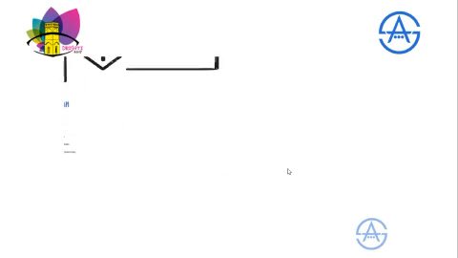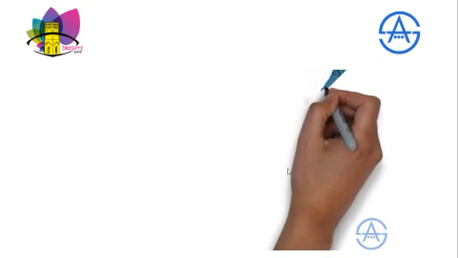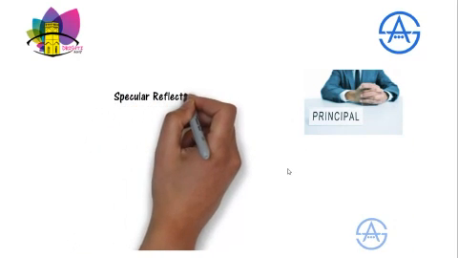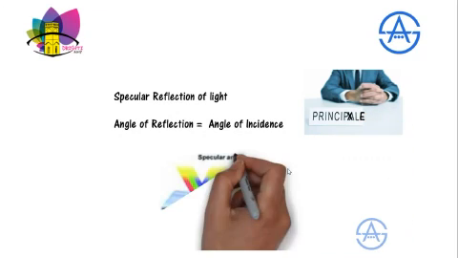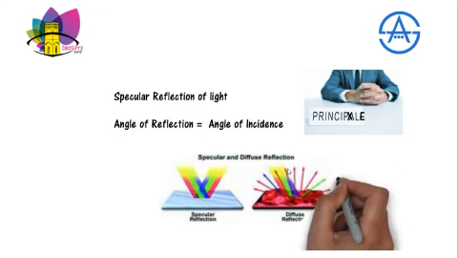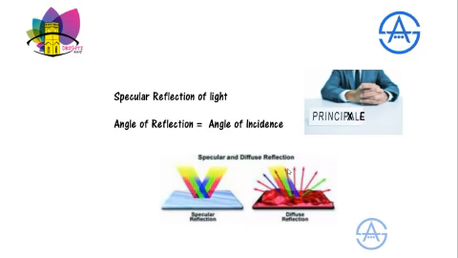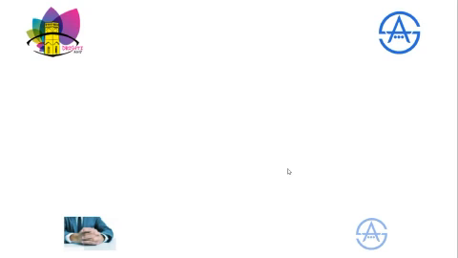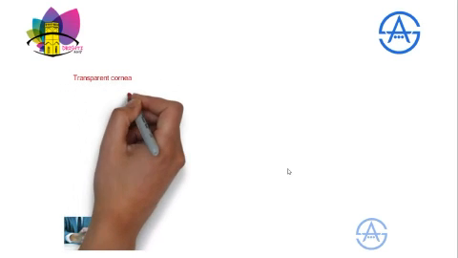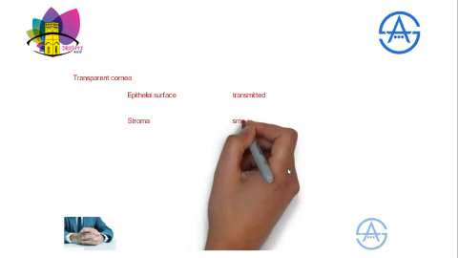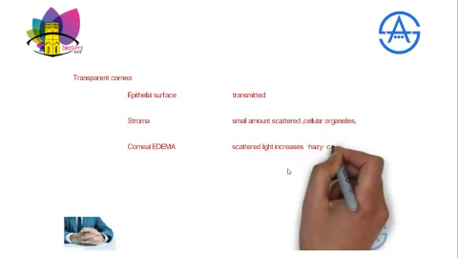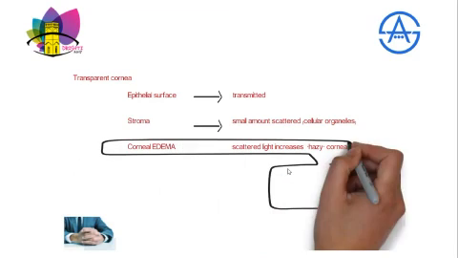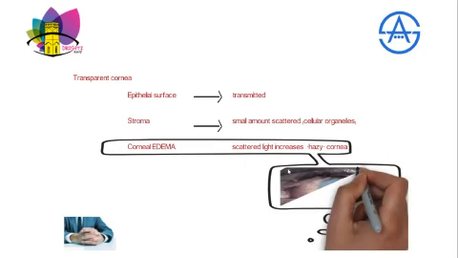So the actual principle of the specular microscope is specular reflection, wherein the angle of reflection is equal to the angle of incidence. And we should also know that when light strikes an irregular surface, it can get diffusely reflected. So as far as a transparent cornea is concerned, light striking the epithelial surface gets transmitted. In the stroma, some is absorbed or scattered because of cellular organelles. So when you have a corneal edema, the light gets scattered, and that results in a hazy cornea.